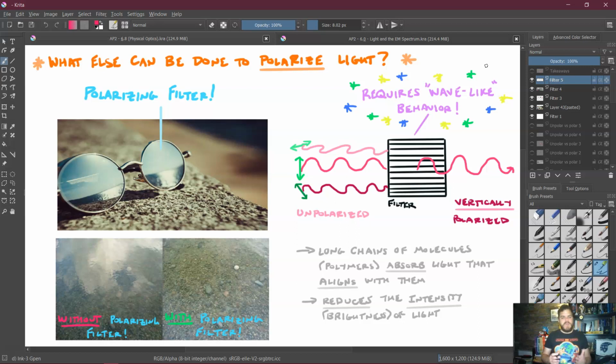If the light was not traveling in a transverse wave-like fashion, it would just go straight through the filter. The filter only absorbs light that is oscillating in the same direction as the direction of these polymers. If light wasn't a wave, it could not be polarized.